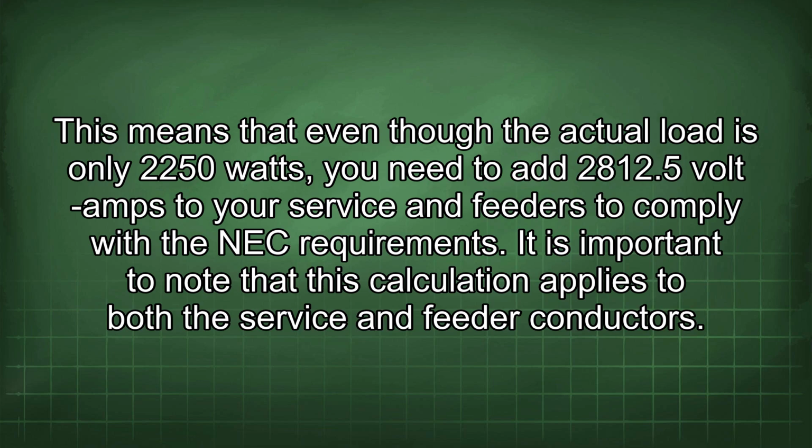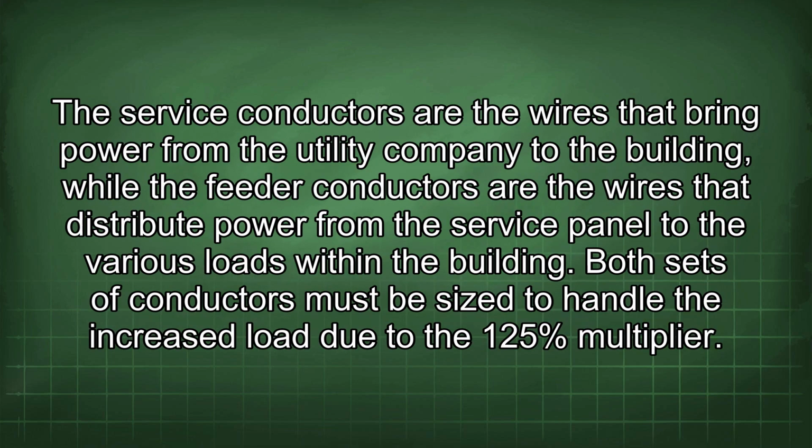It is important to note that this calculation applies to both the service and feeder conductors. The service conductors are the wires that bring power from the utility company to the building, while the feeder conductors are the wires that distribute power from the service panel to the various loads within the building. Both sets of conductors must be sized to handle the increased load due to the 125% multiplier.